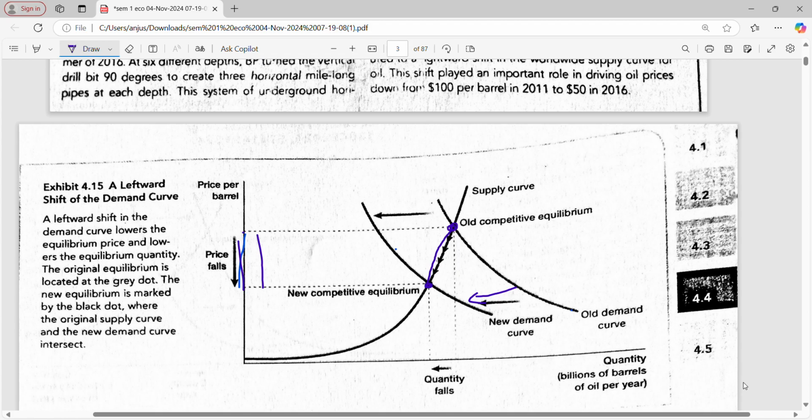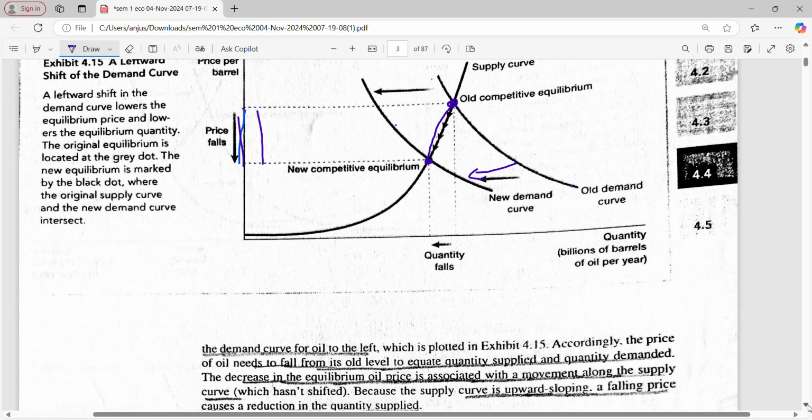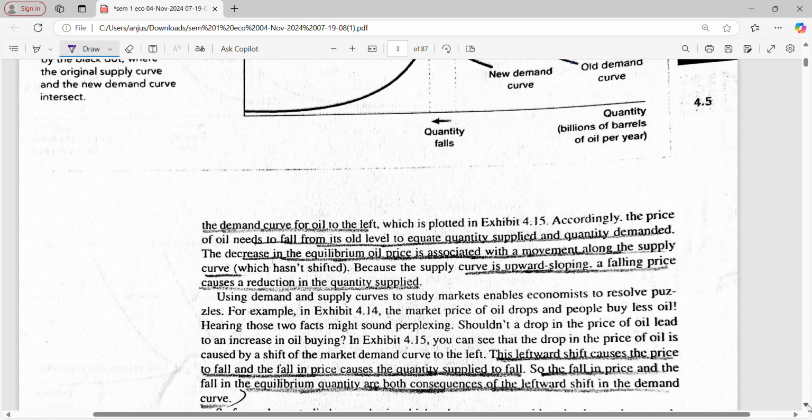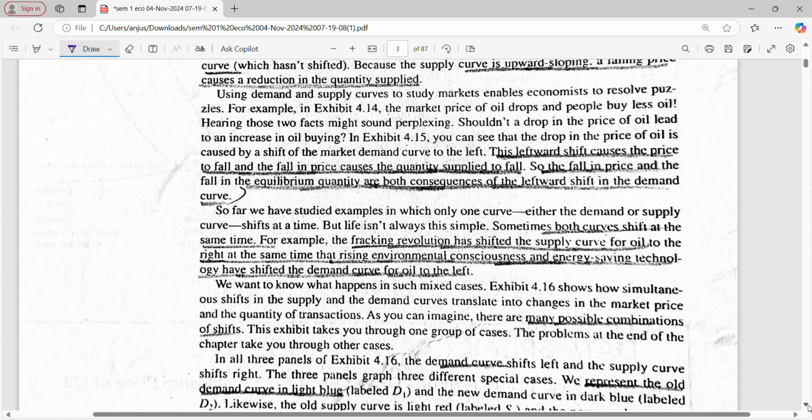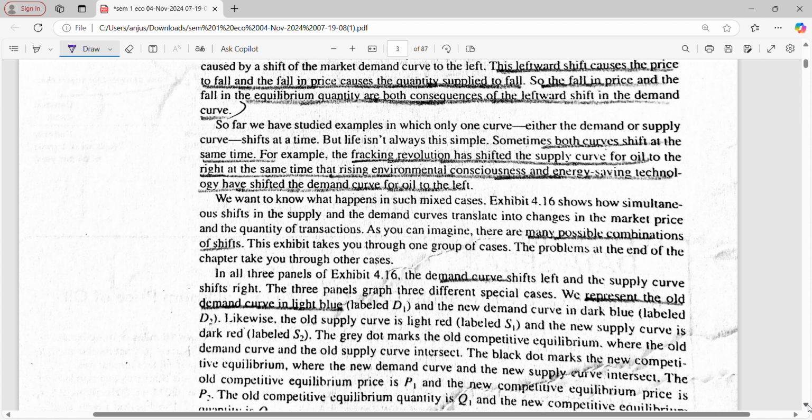So next, we are done with that part. Next, we are moving to another situation. In all these three graphs which we analyzed, 4.13, 4.14, then now 4.15, only one of the curves is getting shifted, either the demand or the supply curve, at a time. But in reality, there are situations where both curves shift at the same time.